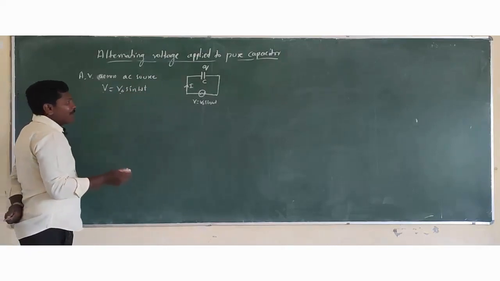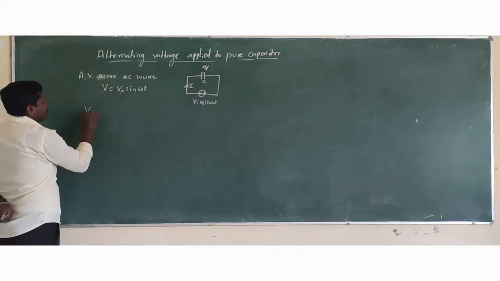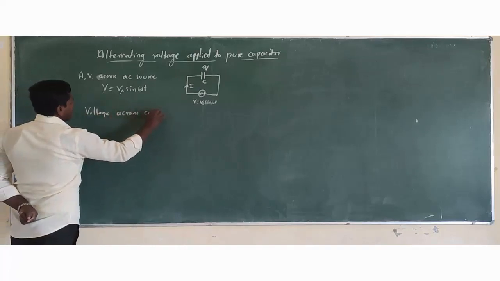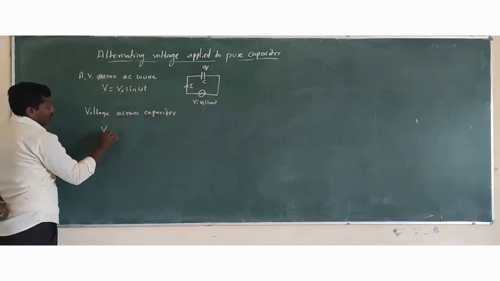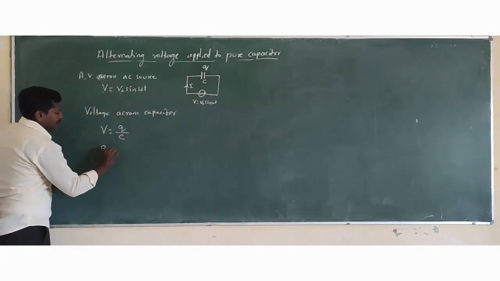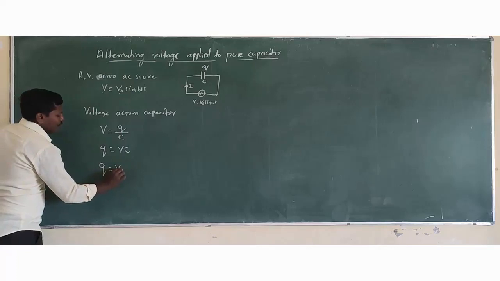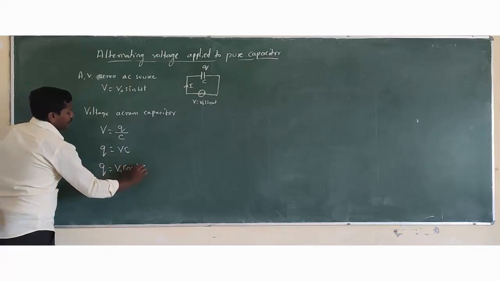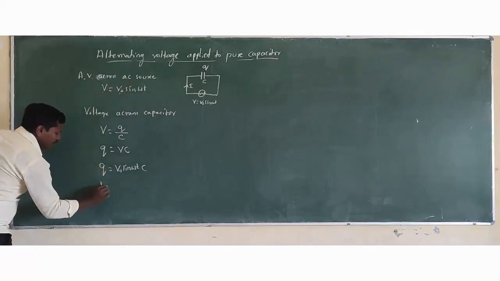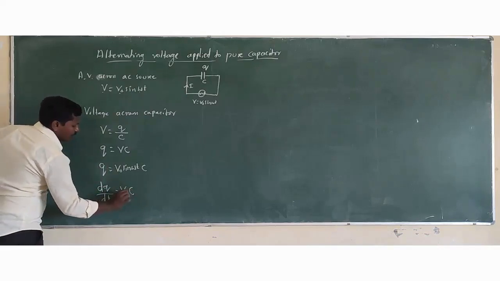Now, the voltage across a capacitor when current passes through that capacitor can be represented by V is equal to Q divided by C. Now this can be written as Q is equal to V into C. This Q can also be written as V naught sine of omega t into C, because V is equal to V naught sine omega t. Now if we differentiate this, dq divided by dt is equal to V naught into C, these are the constant terms.